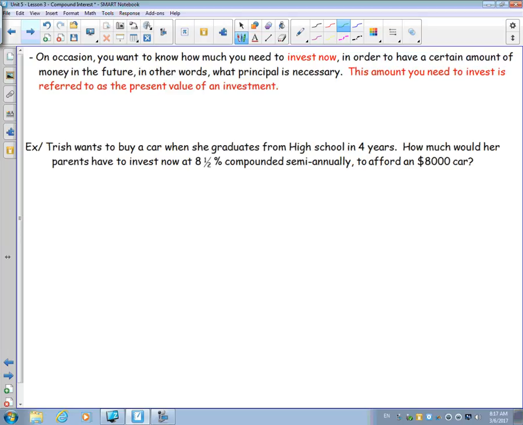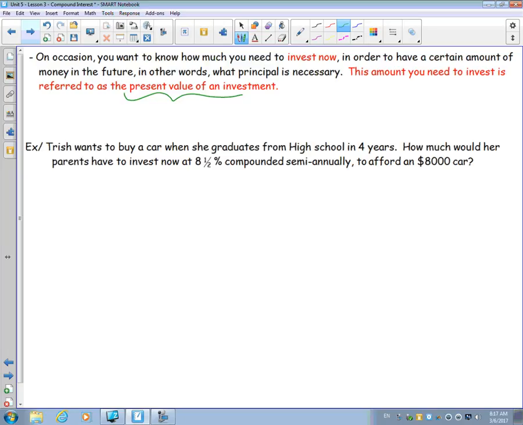Okay? Last idea. Sometimes we want to know, what do I need to invest today in order to have a certain amount in the future? I want to save for something. Well, I don't need to save all of it today. If I'm allowed to accumulate interest, I can save less than I need, allow the interest to build up, and then I have the amount I want. We call this the present value of an investment.